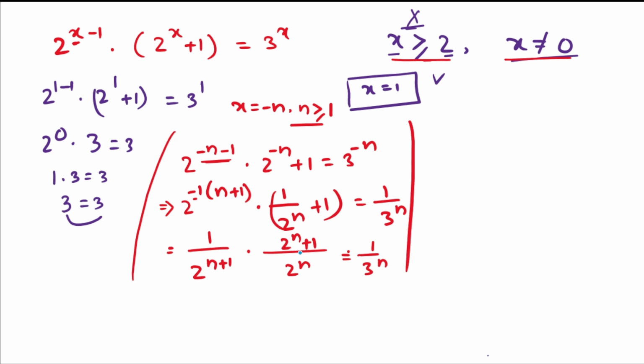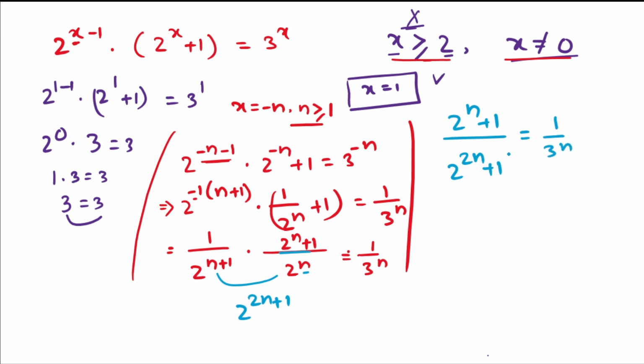Now in the numerator we have 2 raised to the power n plus 1, and in the denominator it is 2 raised to the power n, and here it is 2 raised to the power n. The multiplication of these two will be 2 raised to the power 2n plus 1, and on the right hand side we have 1 divided by 3 raised to the power n. Now again we'll cross multiply. On the left hand side it is 3 raised to the power n multiplied by 2 raised to the power n plus 1, and that is equal to 2 raised to the power 2n plus 1.